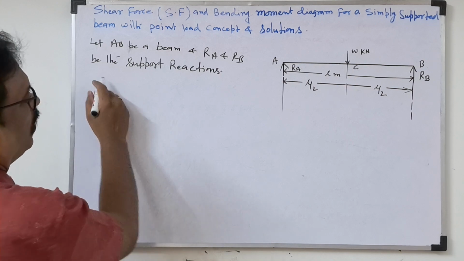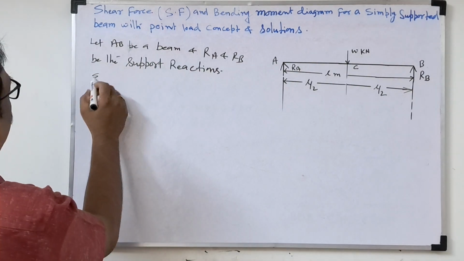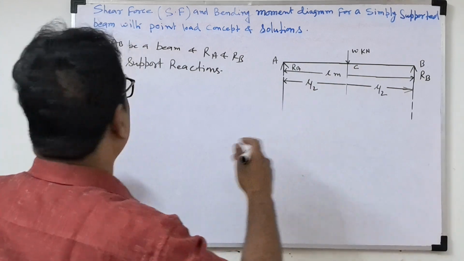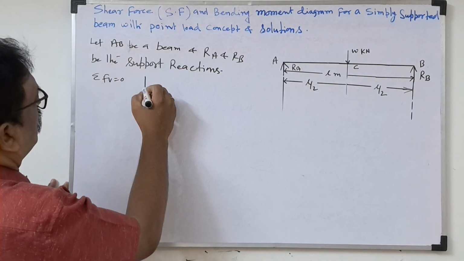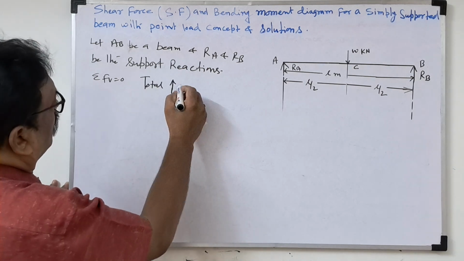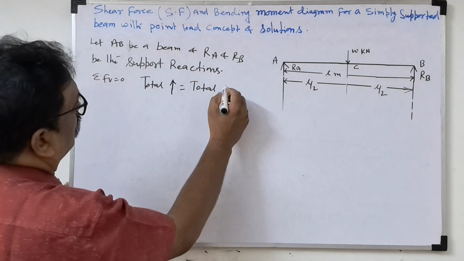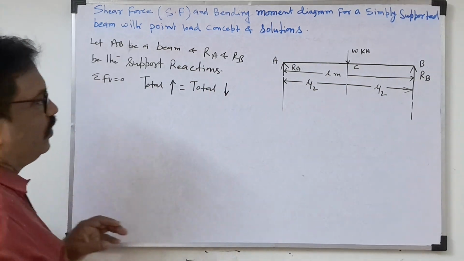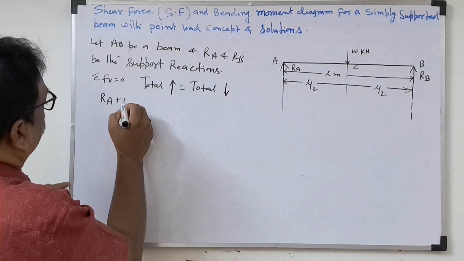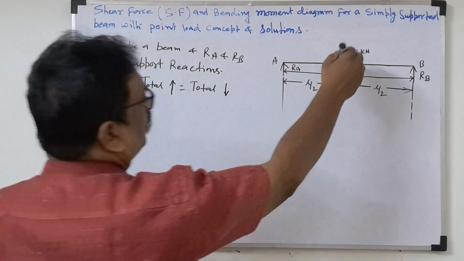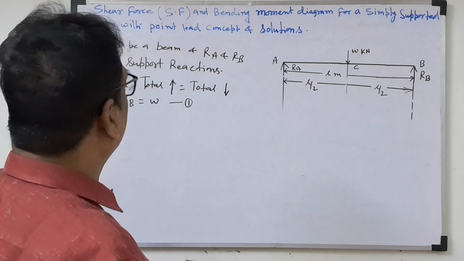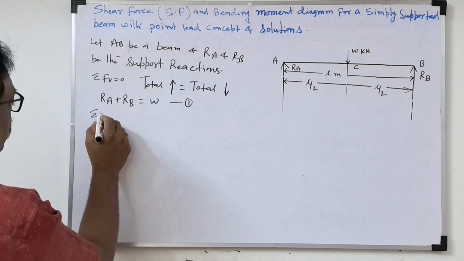Two equilibrium equations will apply. Summation of Fy equal to 0. That means total vertical forces will be 0. So total upward force equal to total downward force. Total upward force is RA and RB. So RA plus RB is equal to the downward force W. Call this equation number 1.